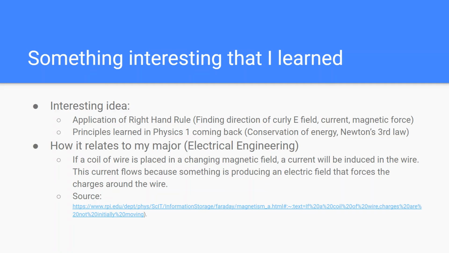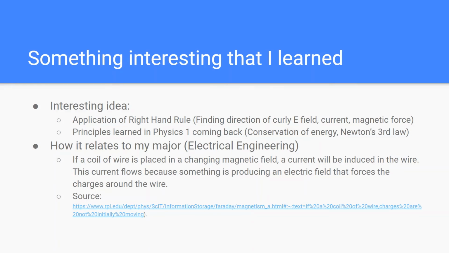For example, the conservation of energy was used to show that the energy source for the EMF, which created the induced current, is actually gravitational potential energy being transferred into the EMF. And Newton's third law appeared when we had to calculate the force on the magnetic dipole, because Newton's third law states that two forces are equal in magnitude but in opposite direction.